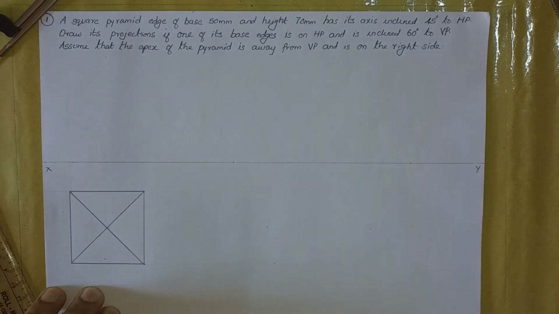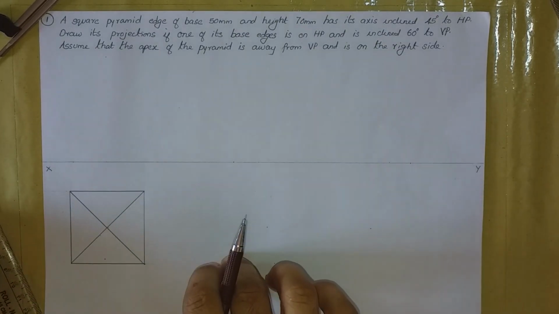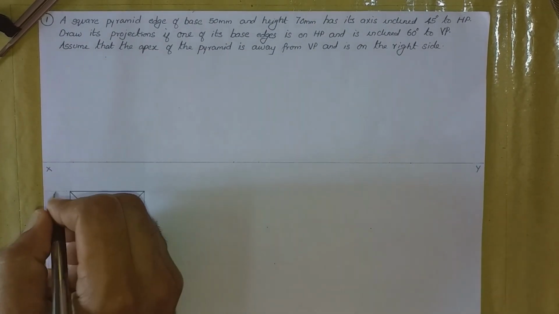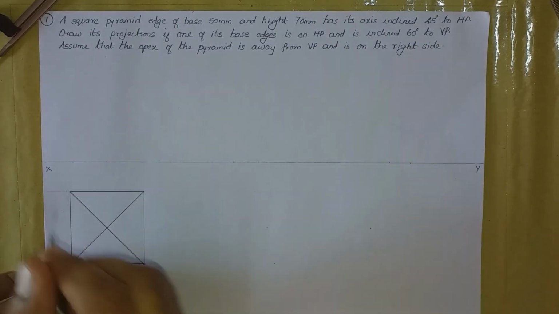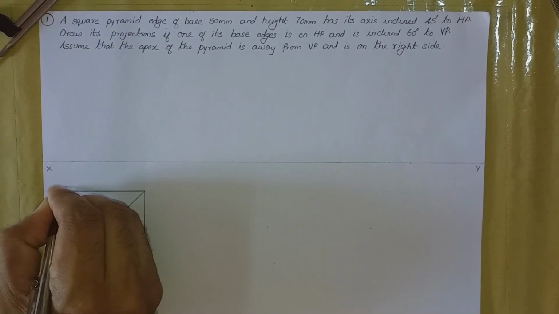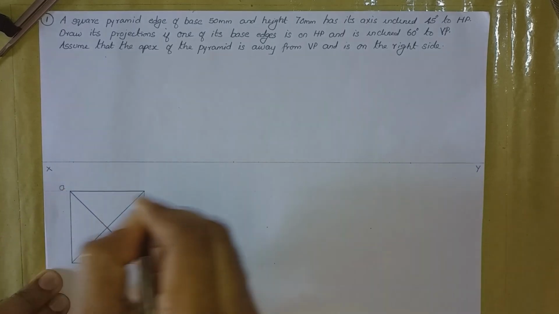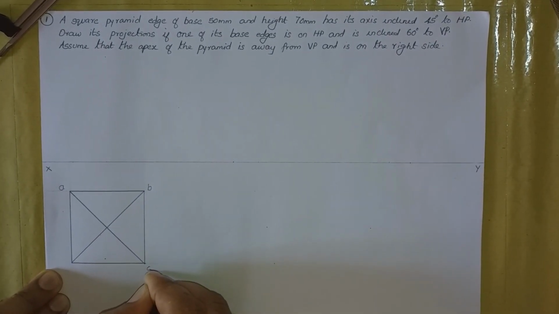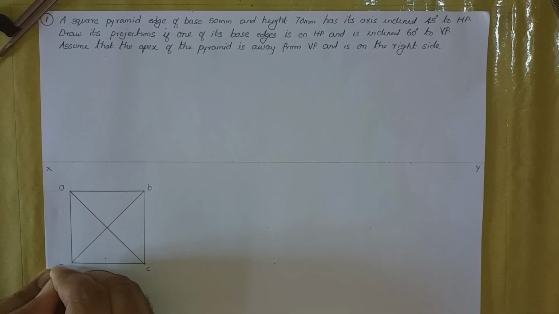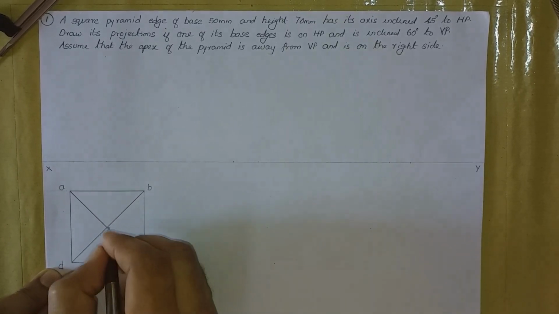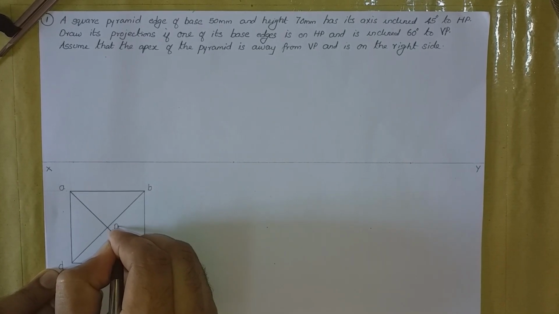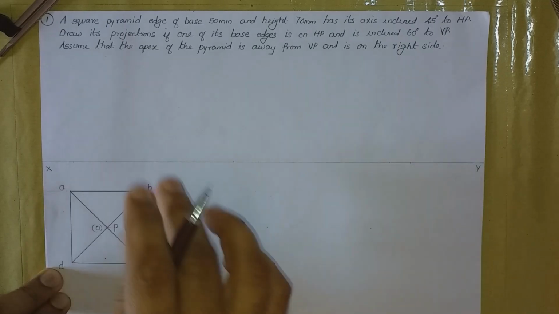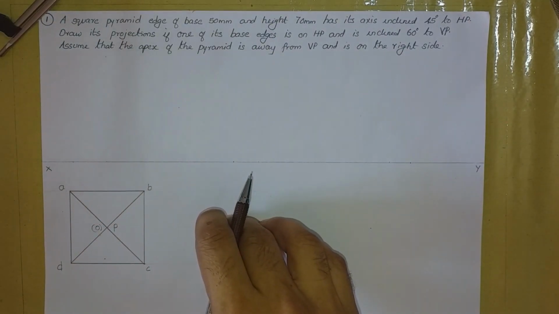So after drawing the corresponding top view, the base shape, we shall name it starting from this point. Let us start it from this point, starting it with A, B, C and D. So these are the base corners. Now we shall name the apex. Apex is P and center of the base is O. So top view is completed and we shall go to the front view.